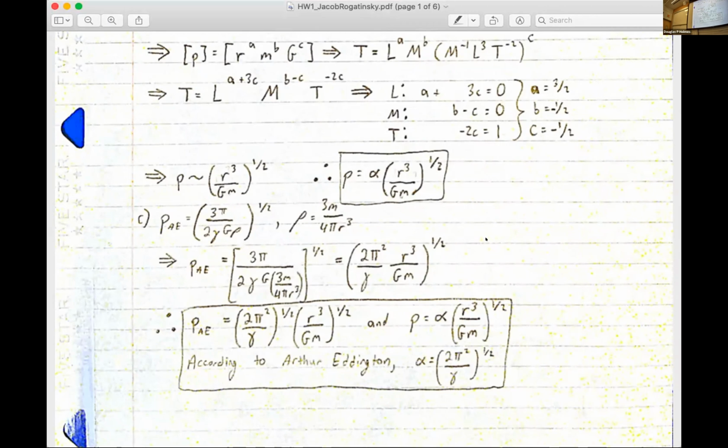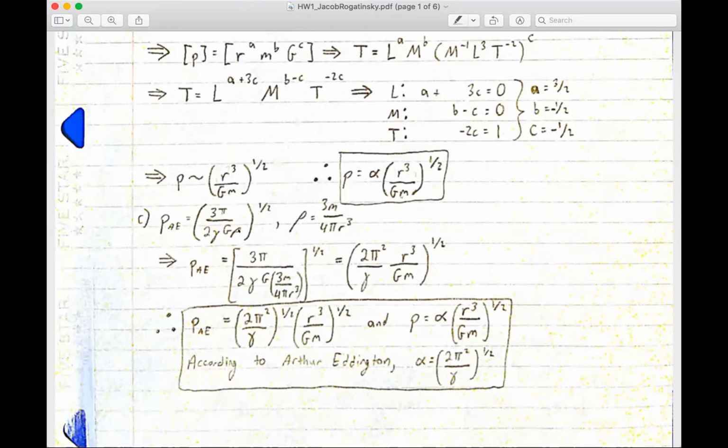All right, part C. So the third part says that this guy, Arthur Eddington, came up with this equation for the period. I called it P subscript AE for Arthur Eddington. It's the square root of 3 pi over 2 gamma G rho. And we know that rho is average density, and since it's a sphere, we can write it as mass over 4/3 pi r cubed.